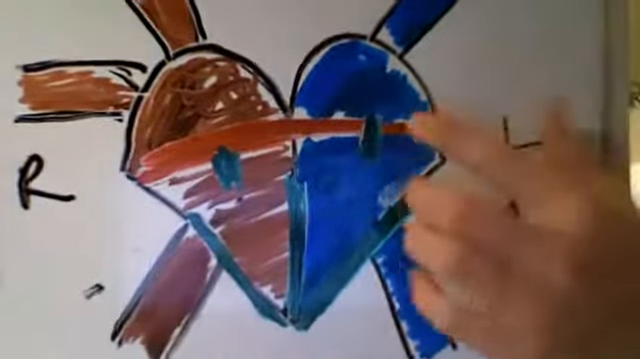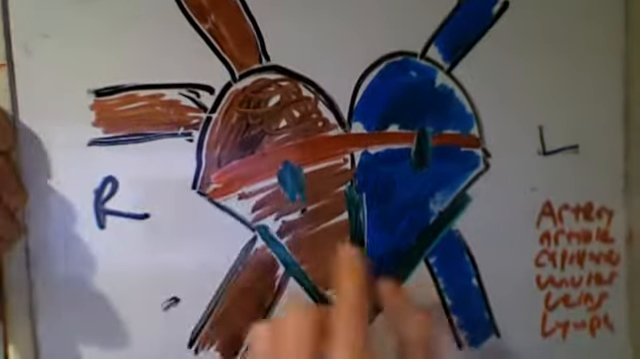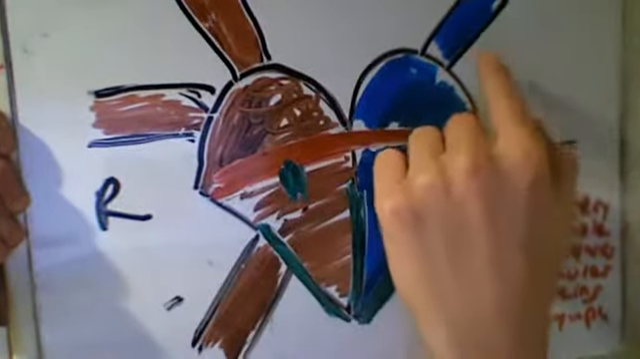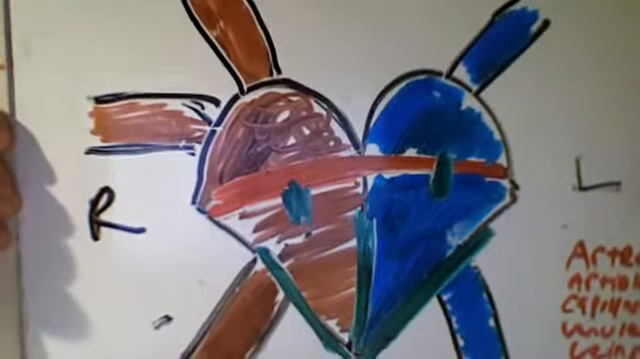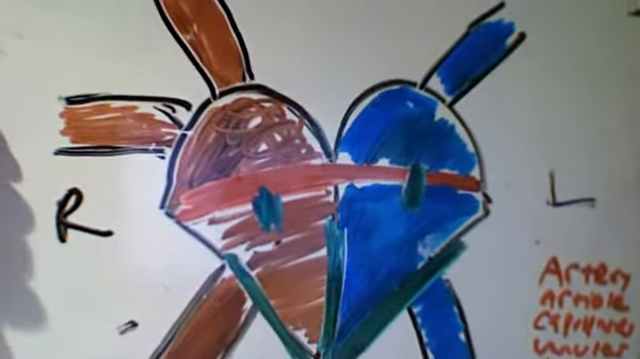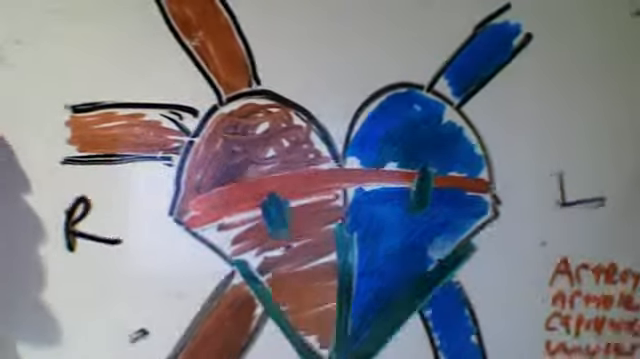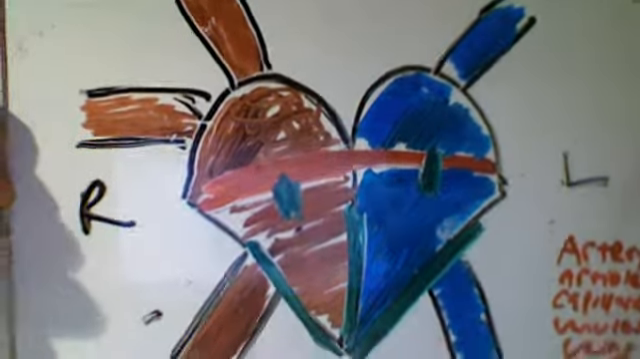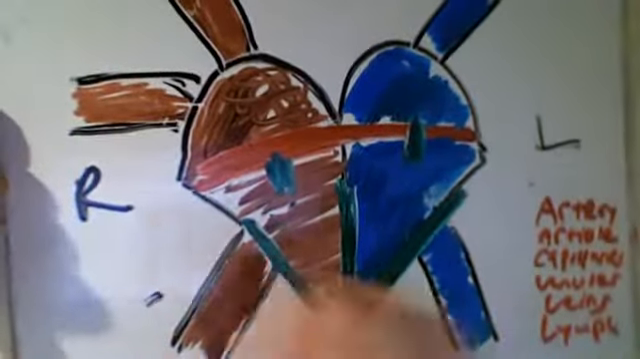So once the blood returns from the lungs, it's going to come through this passageway here, which is the pulmonary vein. Why is it called the pulmonary vein? First of all, it's called pulmonary because it's coming from the lungs. And second of all, it's called vein because all veins bring blood towards the heart. Arteries take blood away. Veins bring blood towards the heart.